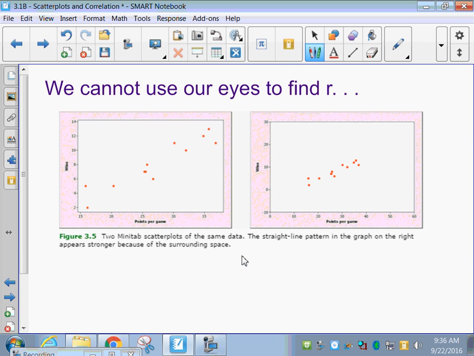Also, we can't always use our eyes to find R. This is actually the exact same scatter plot. Right? One of them is just closer than the other one as far as your window goes. So just be careful when you're looking at R that you're not always assuming anything.